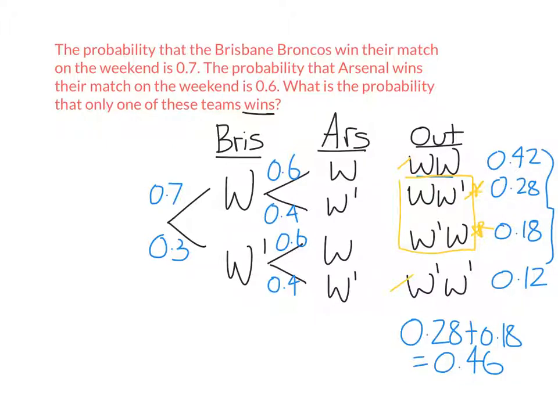So make sure you remember that if at each stage the outcomes are not equally likely, you must write the probabilities on the branches and you multiply those probabilities together to get the probability of each outcome.